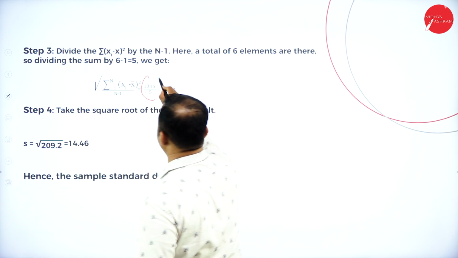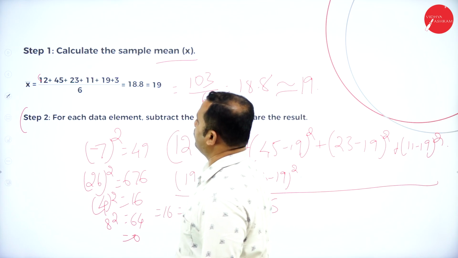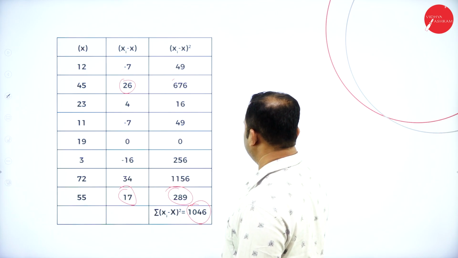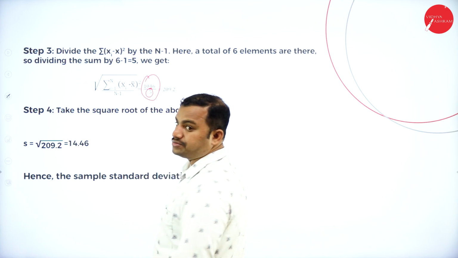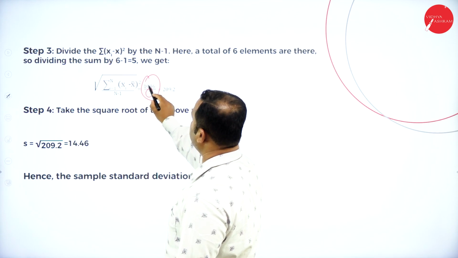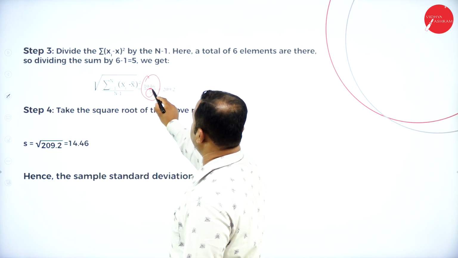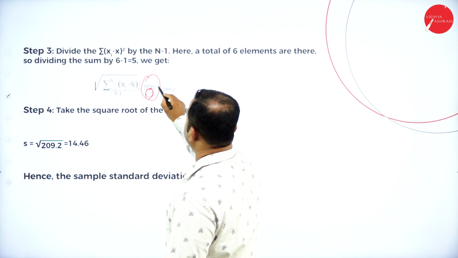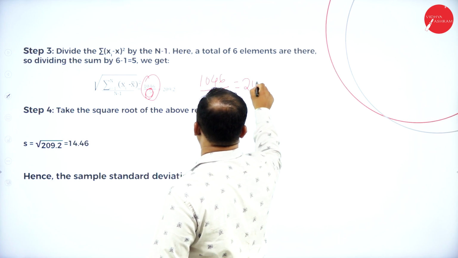Now 1046 divided by how many items are there? 1, 2, 3, 4, 5, 6. 6 items are there. So that has to be divided by n minus 1 items. So if you add up all these terms, you will get the value 1046. 1046 divided by n minus 1, that is equal to 5. That is 1046 divided by 5 is equal to 209.2.